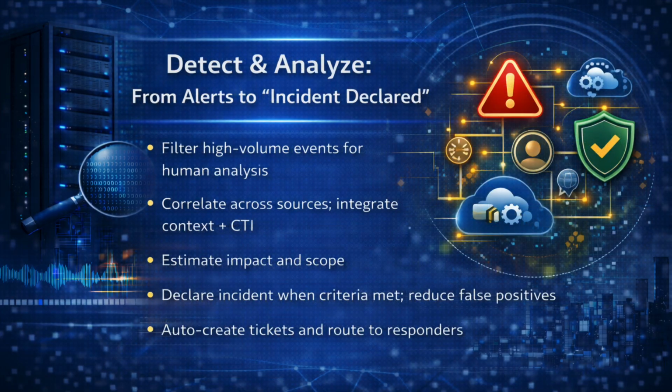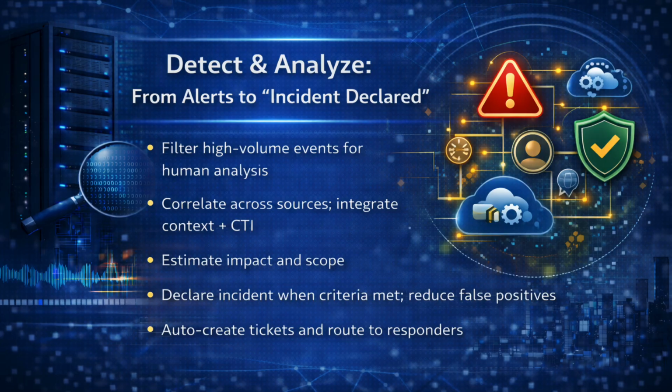Now we're in Detect and Analyze. Step 1 is scale. The volume of potentially adverse events is huge, so you need technical solutions that filter and highlight what's suitable for human review. Step 2 is correlation. Gather pieces of related data across sources, so you're not chasing isolated alerts. Step 3 is estimating impact and scope, because that drives severity and urgency. Step 4 is declaring the incident.